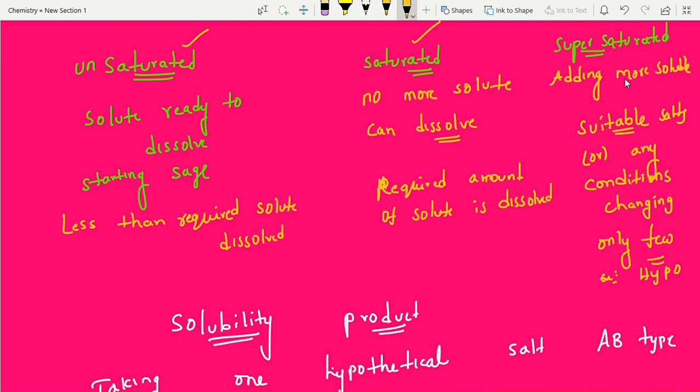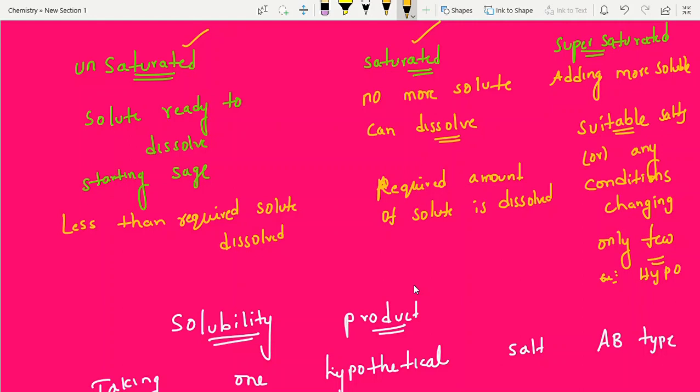Now next one, supersaturated. Supersaturated means, as I said, one point: we are changing some conditions. Suppose AgCl is there. AgCl is partially soluble. To increase its solubility, we are adding a common ion, NaCl. NaCl is completely dissolved, it's more soluble. So we are changing some conditions. Finally, solubility increases. There are very few cases, students, generally hypo, sodium thiosulfate, hypo.